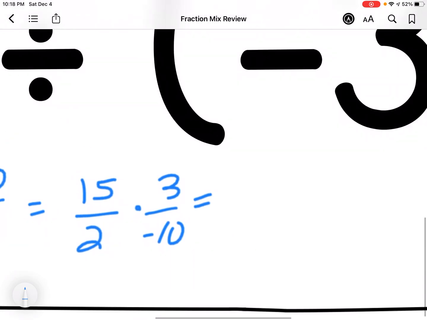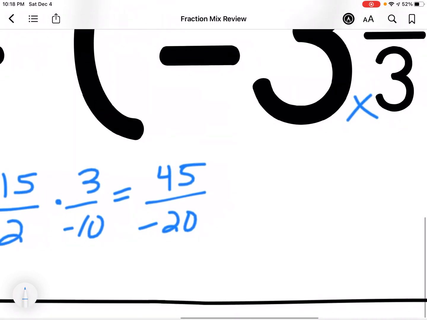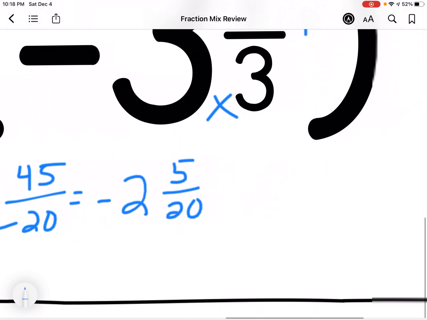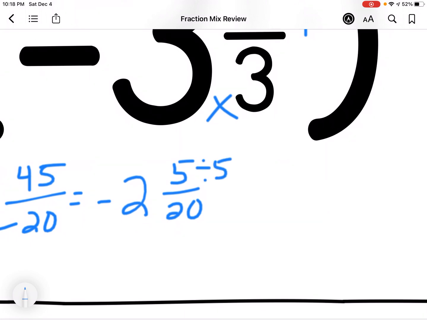So I end up with 45 over negative 20. I know 20 goes into 45 2 whole times with 5 20ths left over, and it's negative. I know I can divide by 5 in the numerator and the denominator, and I get negative 2 1/4.